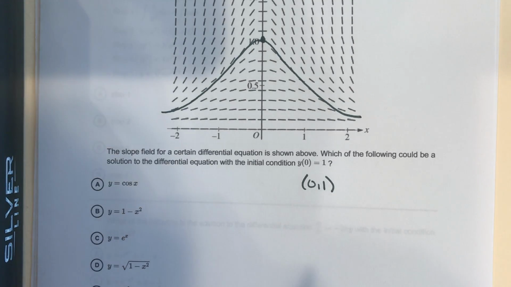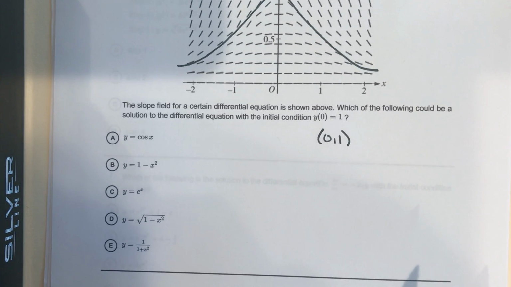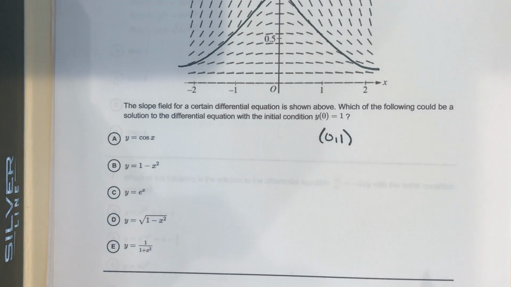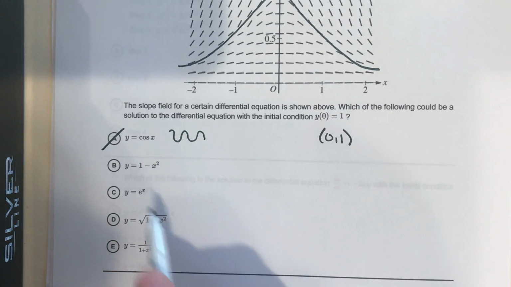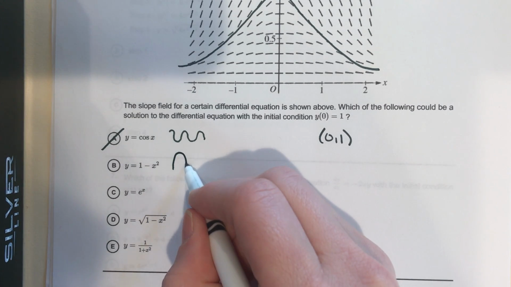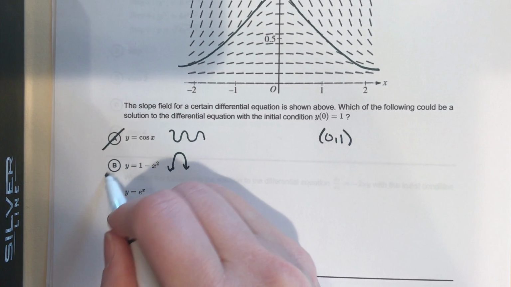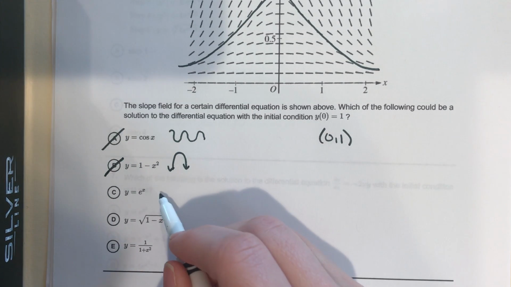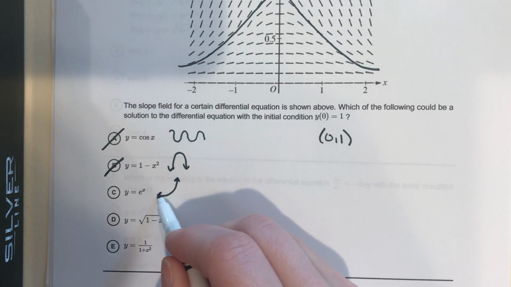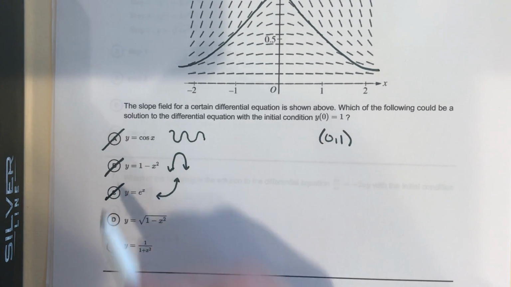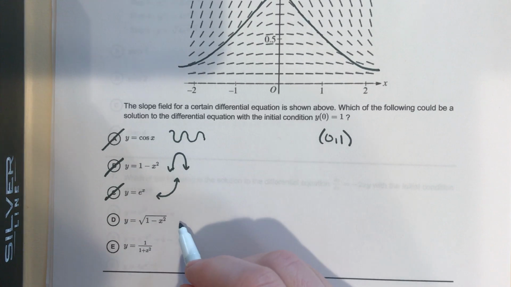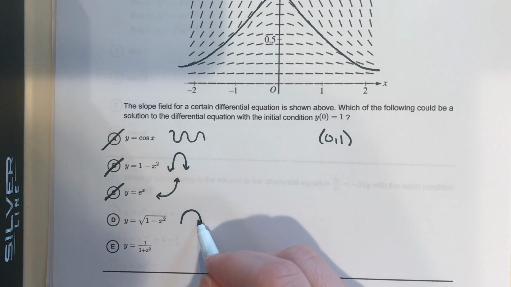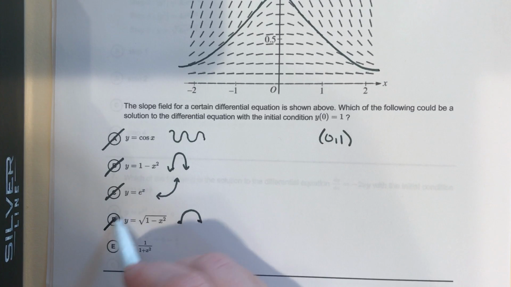So they give us the original problem. Which original problem would look like that graph? Let me just look at what they give us. Cosine can't be a solution, right? Cosine looks like this. 1 minus x squared is an upside down parabola, which does not look like my graph. E to the x is an exponentially increasing function, so that's not my solution. D is a square root with an x squared. That's actually a semicircle, which does not look like my graph.